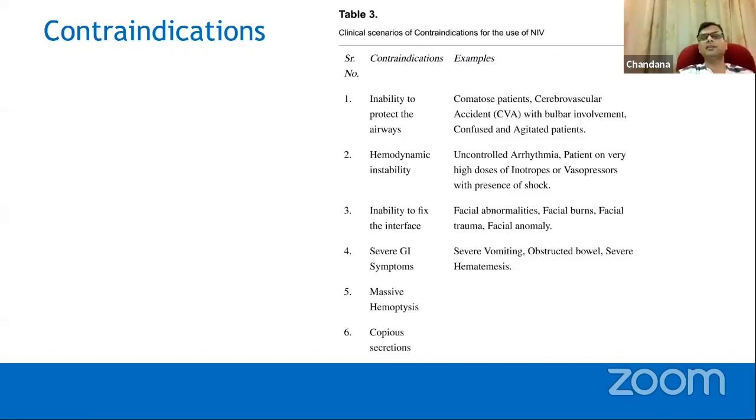But there are certain contraindications I would like to mention. If the patient cannot protect the airway, like in a comatose patient, or a very agitated, confused patient, don't use NIV. They might vomit, they might aspirate. And when there is hemodynamic instability, like very low blood pressures needing very high inotropes, maybe that's not the ideal thing to do. And when there is severe vomiting, you should not apply it because the patient will have a very bad aspiration. And there are copious secretions.